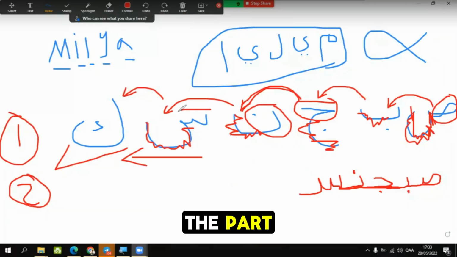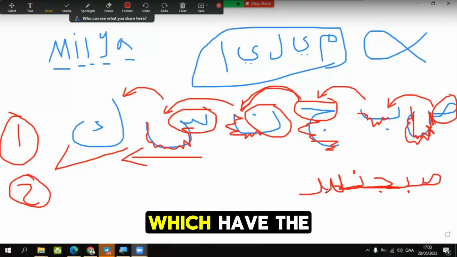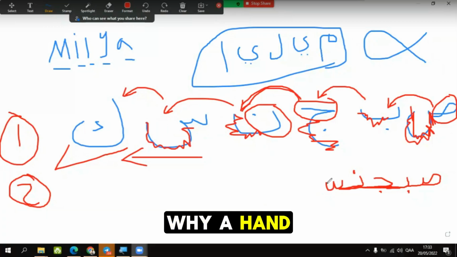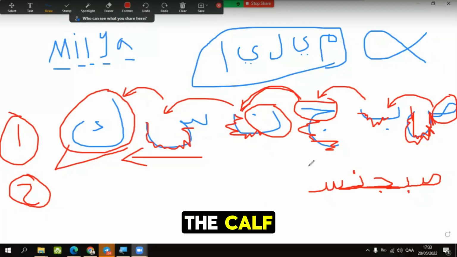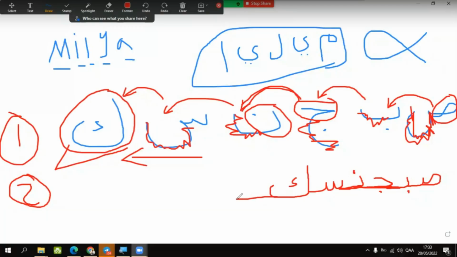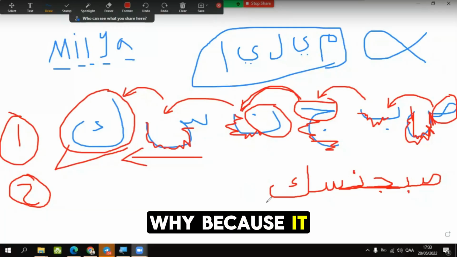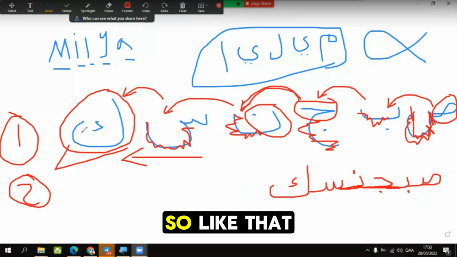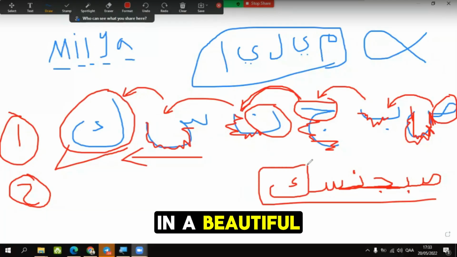Look, the part which I didn't cut from the sin, I write it. This part has the three teeth. Then this part has a hand again. Why a hand? So it can catch the kaf. And that is the hand, that is the kaf. The sin catches the kaf. Does the kaf have a hand? No. Why? Because it is the last letter, nothing to catch. So like that, we have written the full word, attached in a beautiful way.